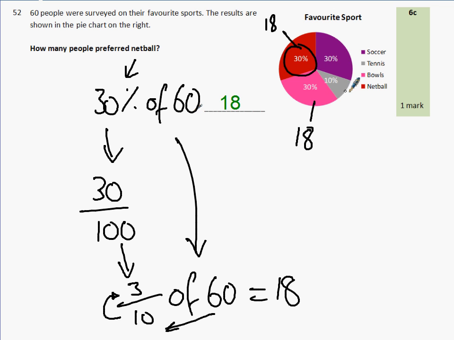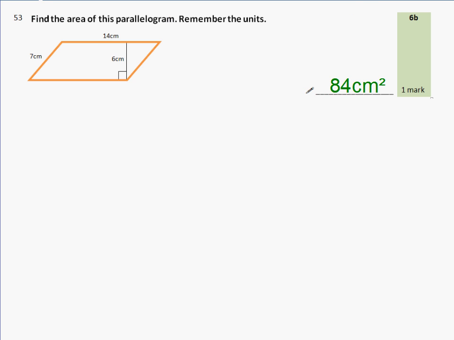In that case, that 30% also represents 18 people, and so does that one. 18 add 18 add 18, that's 54. So this little guy here must represent 6 people, because it makes it up to 60. Is that right? 10% of 60? Yeah, it's 6. Seems to work, so there we go. 18 is your answer.